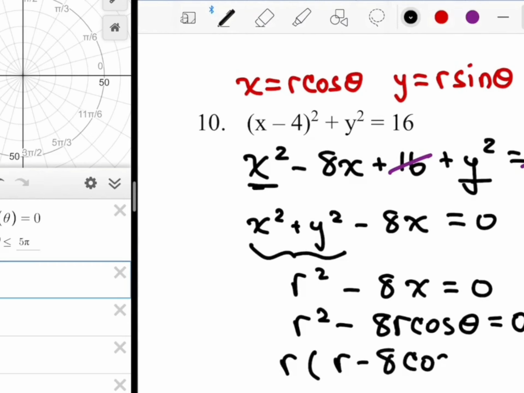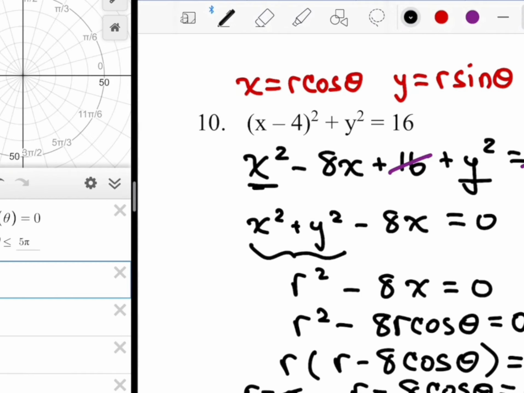But again, I have that common r, which doesn't amount to anything, because if I set that equal to 0, again, it's a size relationship. It's not a location, it's a size.